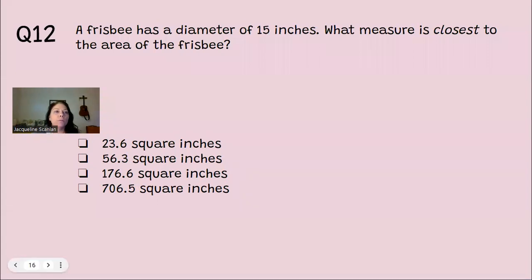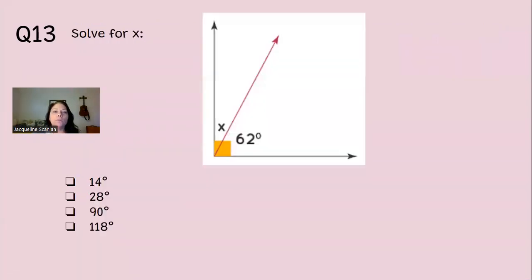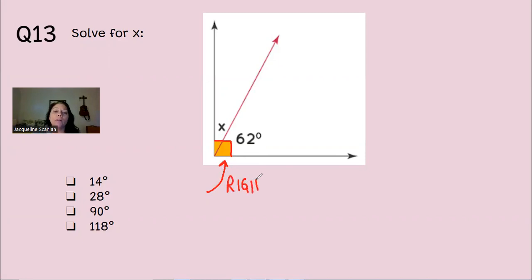Moving on to question number 13. This question asks me to solve for x. This idea is building off of your knowledge of angle relationships and different types of angles. The most important thing that you identify in this picture is this orange square in the corner. Remembering what that is telling you is that you have a right angle, and you need to remember that a right angle is 90 degrees.